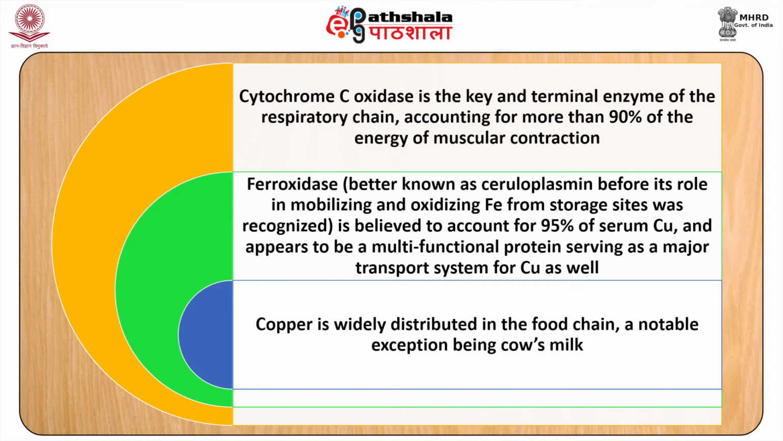Ferroxidase, which is better known as ceruloplasmin, before its role in mobilizing and oxidizing iron from storage sites was recognized, is believed to account for 95% of serum copper and appears to be a multifunctional protein serving as a major transport system for copper as well. Copper is widely distributed in the food chain, a notable exception being cow's milk.